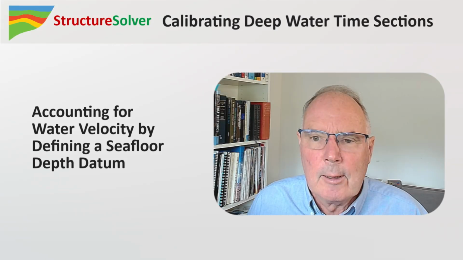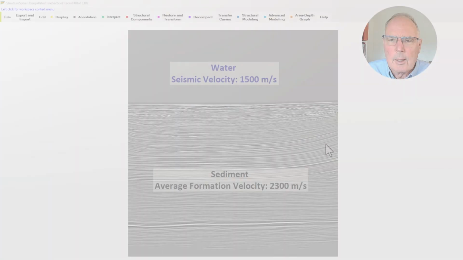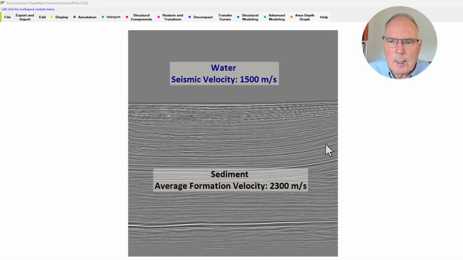In this video, I will show an improved method for calibrating deep water time sections using functions that we have added to StructureSolver 8.1. In this section, the formation velocity within the sediment has an average value of about 2,300 meters per second, whereas the deep water overlaying the section has a seismic velocity of about 1,500 meters per second. If we naively calibrate this section with a velocity of 2,300 meters per second, then the apparent water depth will be much too great.